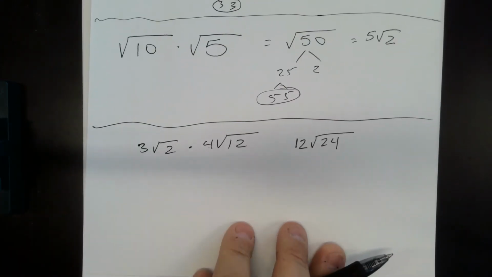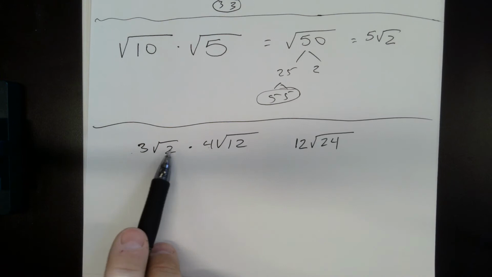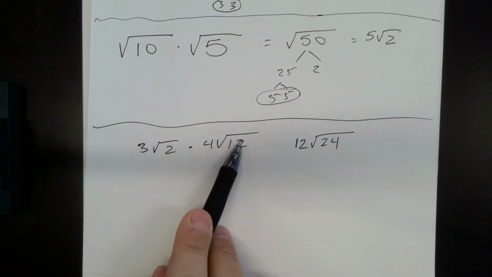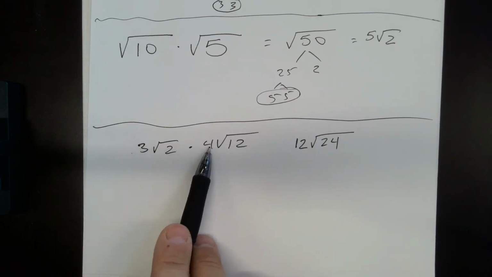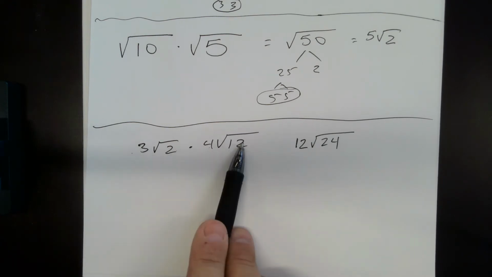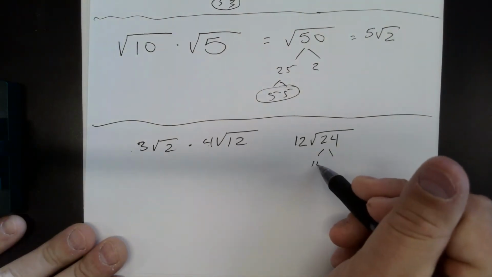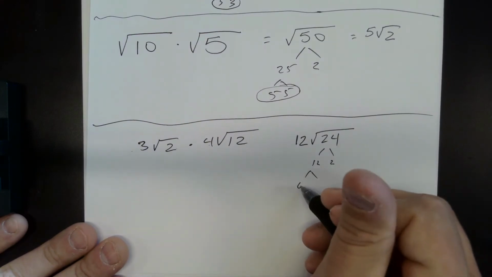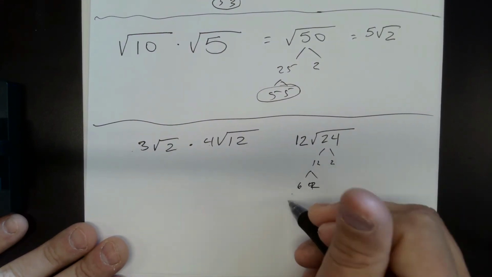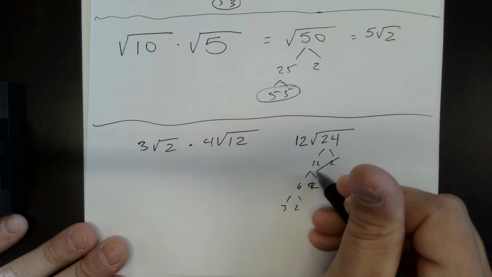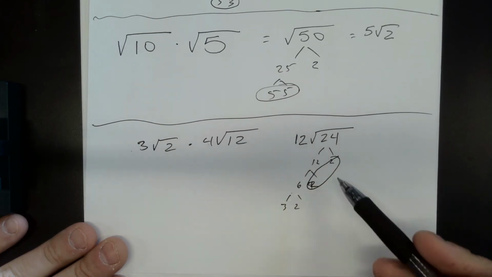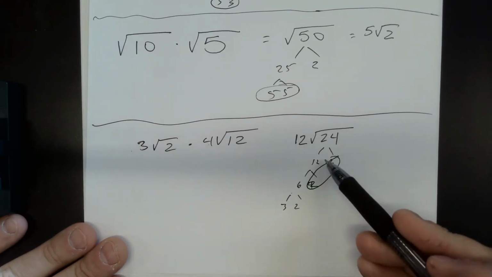So you may have one like that, where it's a 3 square root of 2 times 4 square root of 12. And if it's that, you're going to go 3 times 4, which is 12. 2 times 12, which is 24. And then you're going to factor 24 down, 6 and 2. Which is going to give you another pair of 2's. Now, what do we do with this other pair of 2's we get?